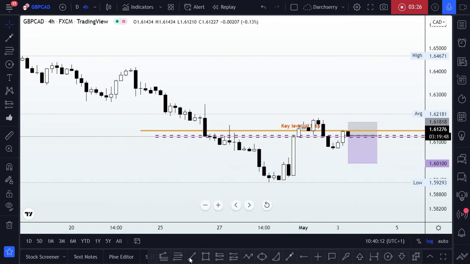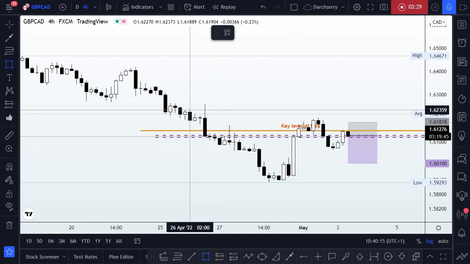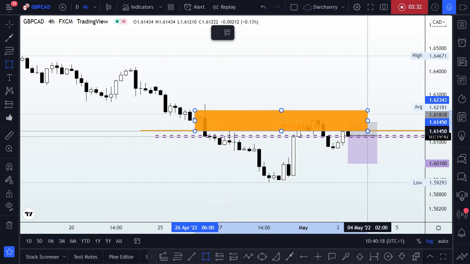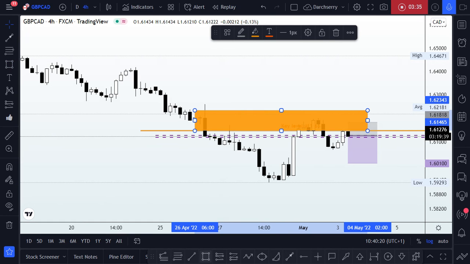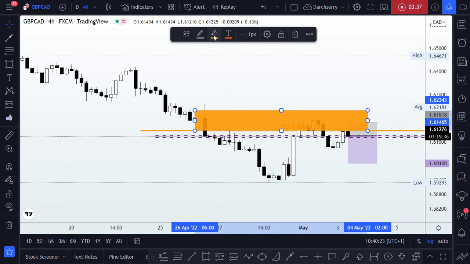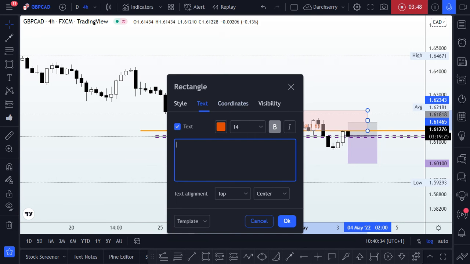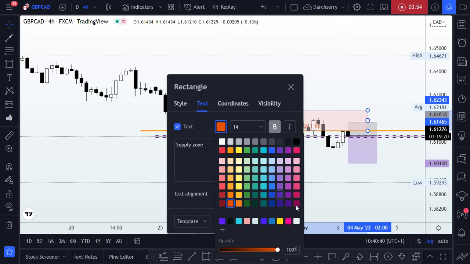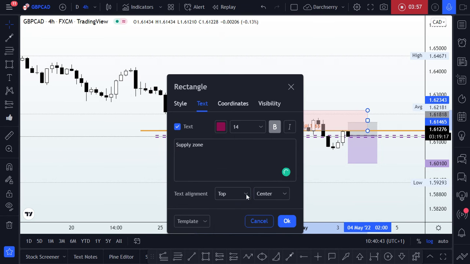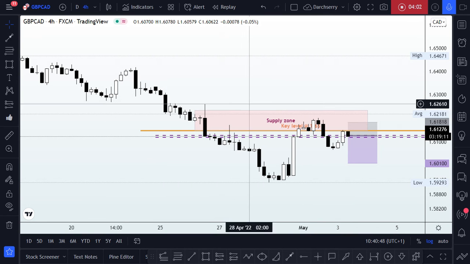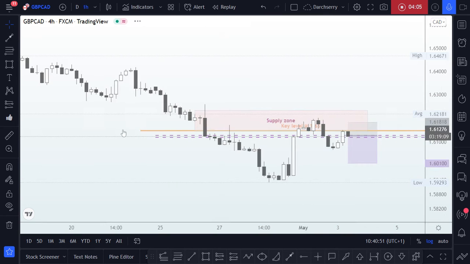But before we do, let's identify a supply zone around here, as we saw multiple rejections of this level at that point. So pulling out this, let's make it a little bit lighter and we label it our supply zone. Let's put the label inside, and I think it's okay like this. So it's our supply zone. Scaling down to a 1 hour time frame.